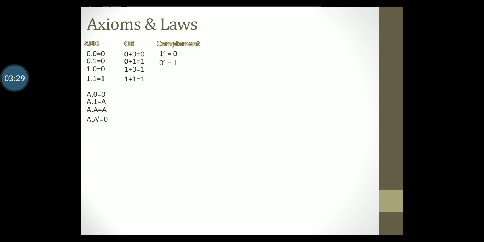In the same way, we have OR laws. A plus 0 is equal to a. That is, a ORed with 0 is a itself. A plus 1 is equal to 1. Anything ORed with 1 is 1. A plus a is equal to a. A, when ORed with itself, gives you a itself. A plus a dash is equal to 1. That is, anything ORed with its complement gives you 1.